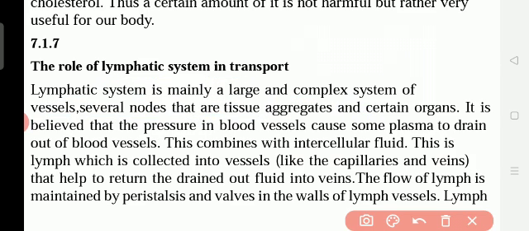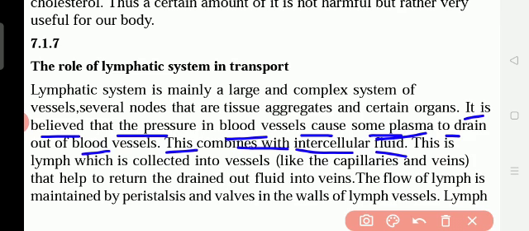It is believed that when there is pressure in the blood vessels, that means more force on the blood, some of the plasma is removed. It comes outside of the blood vessels. This combines with the intracellular fluid. This is lymph, which is collected into vessels. So we are now studying how the lymphatic system is formed.